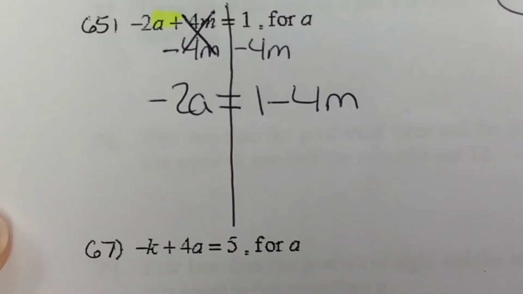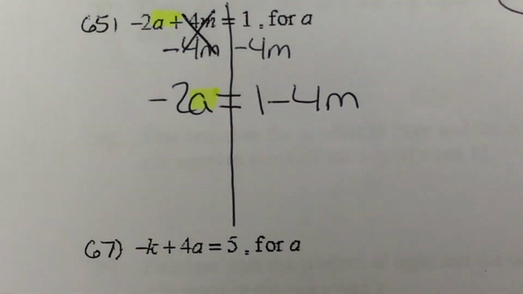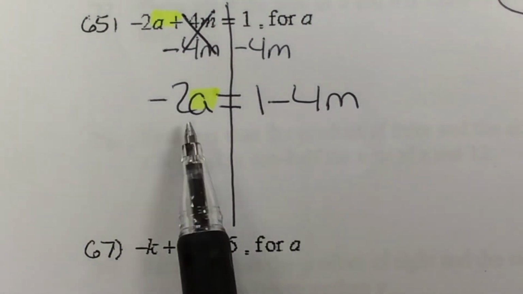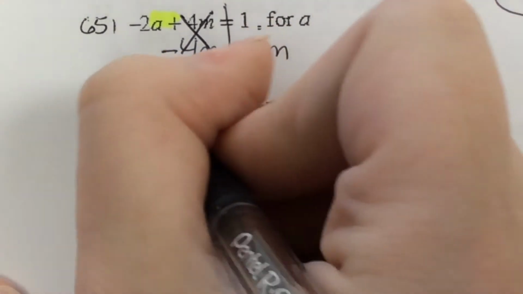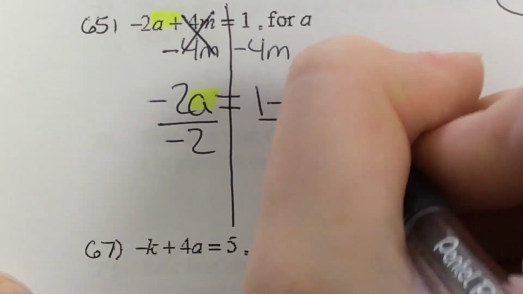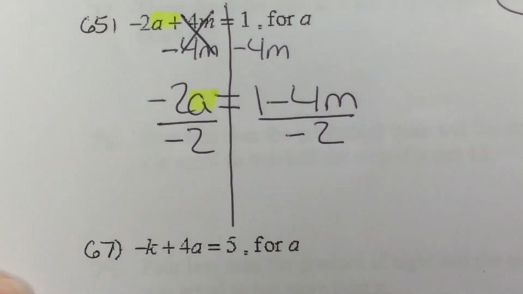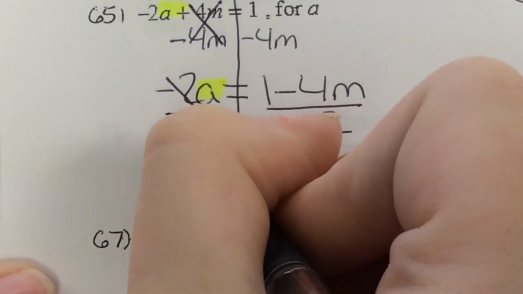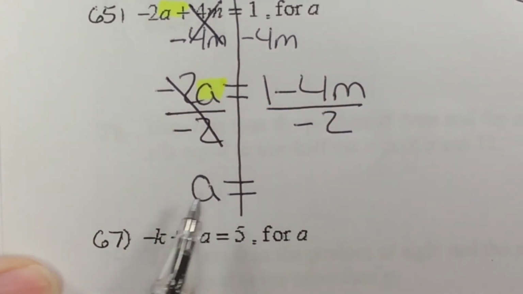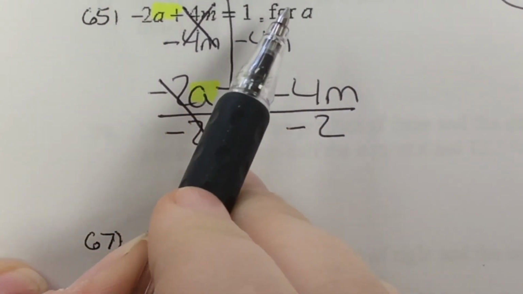All right, last step, we still need to get this a all by itself, so what do I need to do? Right now, a is right next to negative 2, which means to multiply, so let's do our inverse of multiplication, which is to divide negative 2 to the other side. Okay, so now let's cancel these out, and all we have left on the left is a equals, oh hey look, we isolated a, we solved for a, we're done.